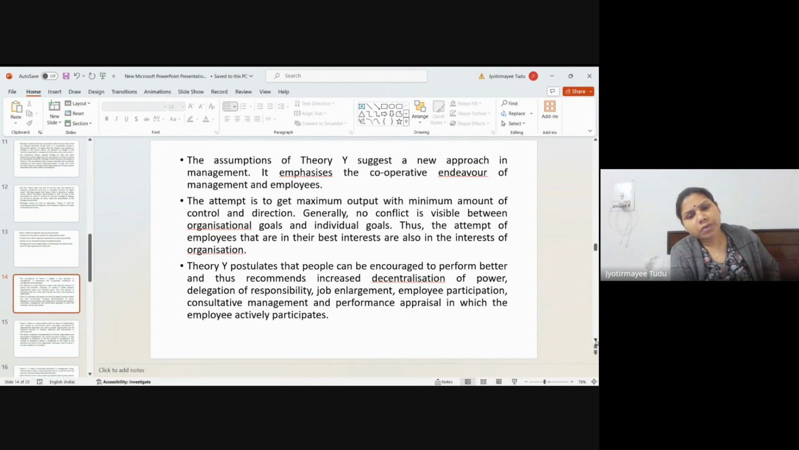So theory Y does believe that the relationship between organizational goals and individual goals is very much complementary. And employees need to be motivated to work in their best interest so that the interest of the organization could be fulfilled. Whereas in the case of theory X, the goals of the individual and the goals of the organization are essentially not complementary. So that's why it prescribes that control needs to be exhibited in order to meet the goals of the organization.